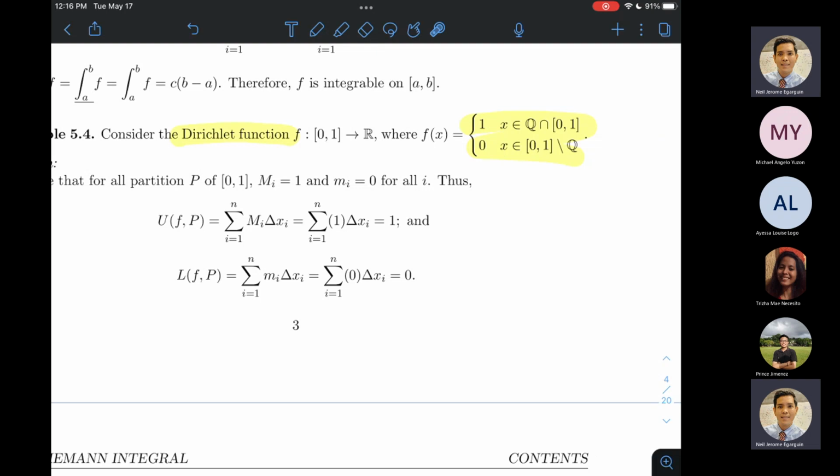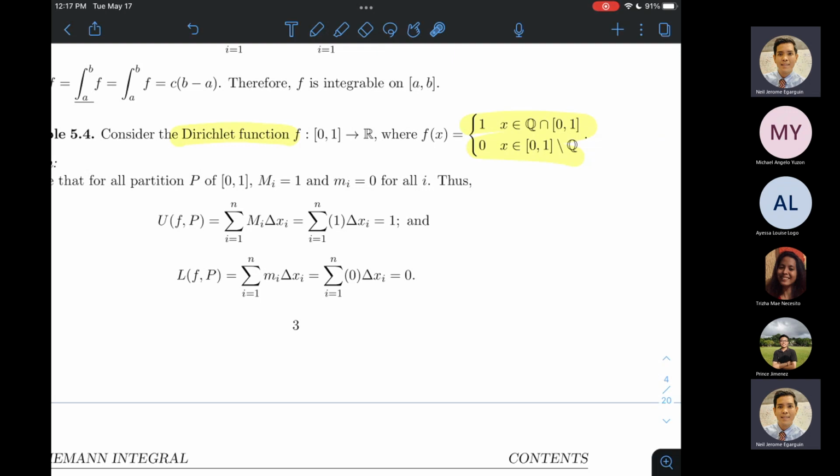So, para tong characteristic function lang o check function kung ang isang element ni x ay member ng rationals on the closed interval [0, 1]. Pag rational si x, 1 ang value niya. Kapag irrational si x, 0 yung value niya. Tapos tingnan natin, ano yung upper at saka lower Riemann integral? And do we have an integral for the function f?